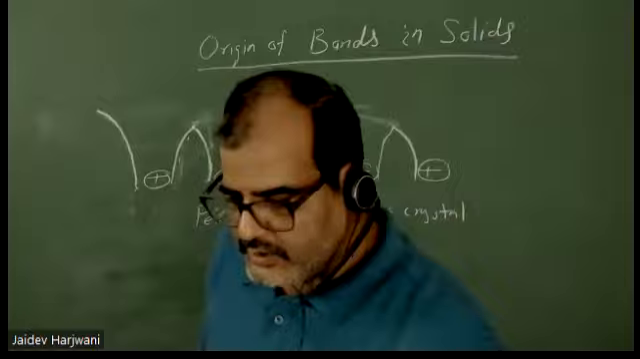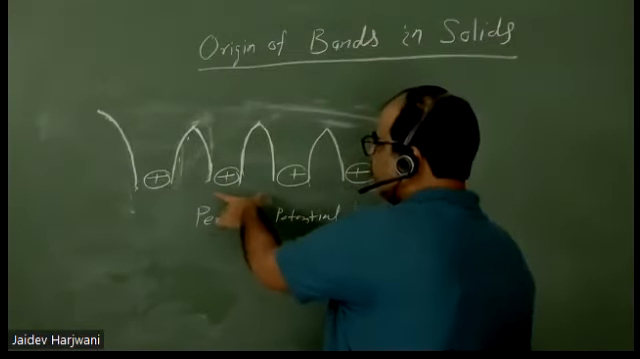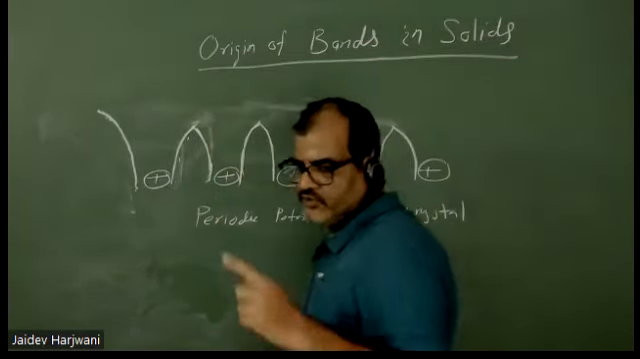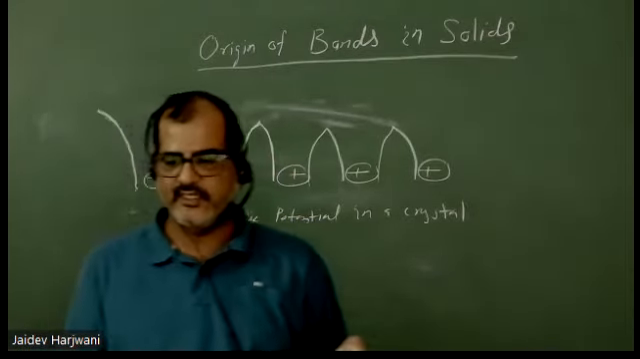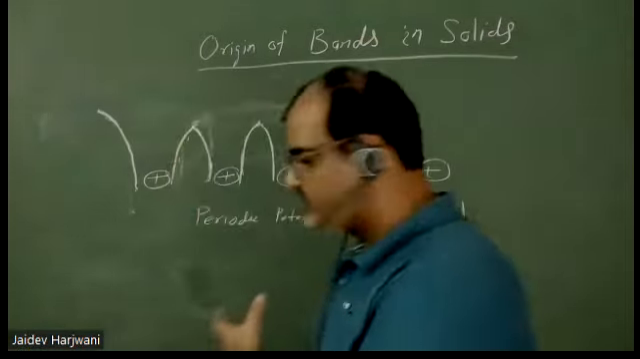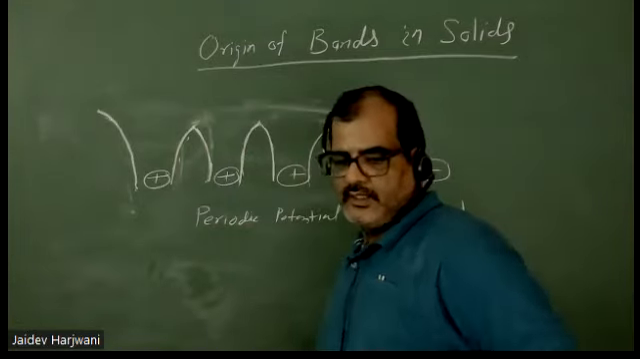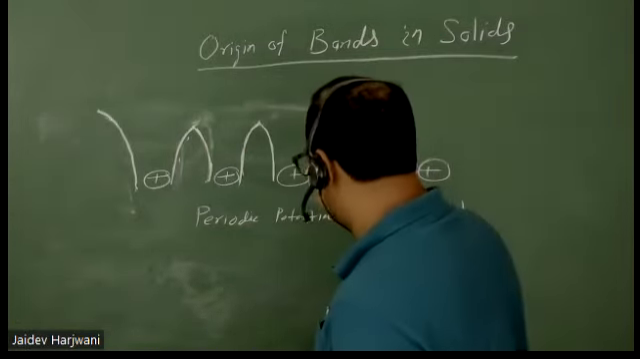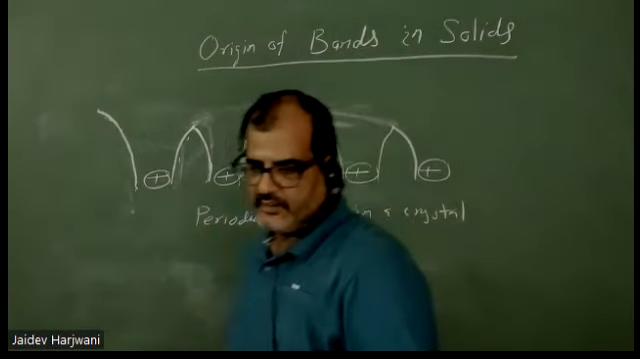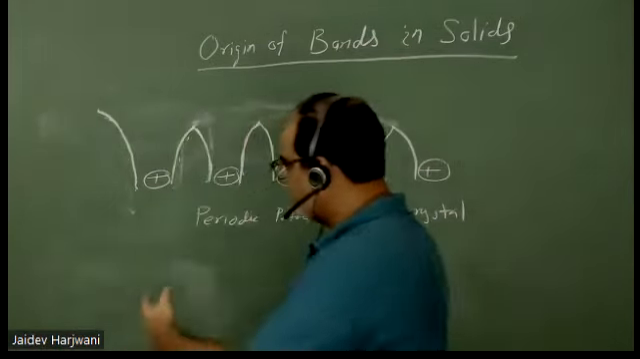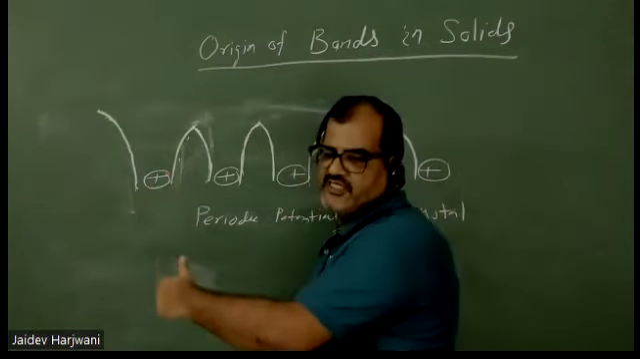Okay, I need to solve the Schrodinger equation for this potential, which you might have studied in college in solid state physics. This type of potential is not solvable. So instead of solving this potential, we can simplify it with a potential which is solvable.